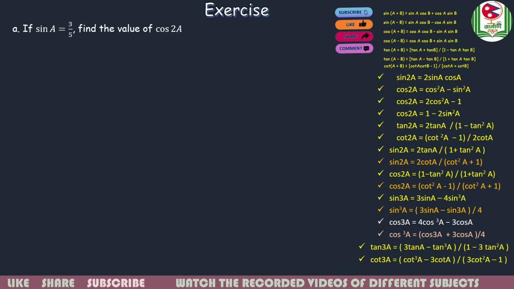So we don't have to find the value of cos A, because as you know, cos 2A equals cos square A minus sin square A. Also, cos 2A equals 2 cos square A minus 1. And in both cases, we would have to find the value of cos A from the given sin A. But as sin A is given and we have to find cos 2A, we can easily apply the formula cos 2A equals 1 minus 2 sin square A.